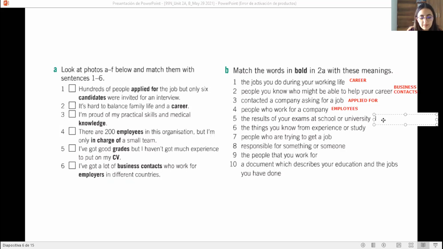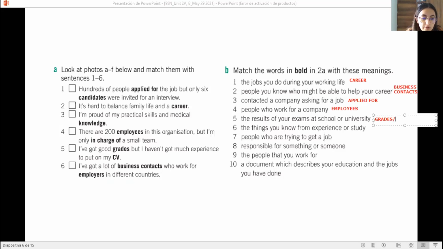The results of your exams. Los resultados o las calificaciones de sus exámenes. ¿Qué palabra podemos utilizar? Can you repeat, please? Grades. Grades, guys. Estamos hablando de los resultados de sus exámenes o de sus pruebas o de sus lecciones. So, most of the time you get a grade, ¿sí? La mayor parte del tiempo ustedes obtienen notas o calificaciones. Tenemos otra palabra que nos puede servir como sinónimo de grades. No está ahí, pero sí hay otra forma también de decir calificaciones.